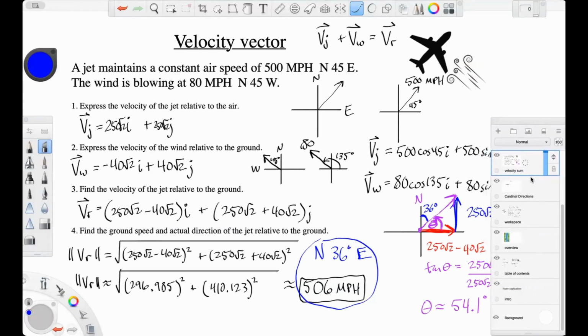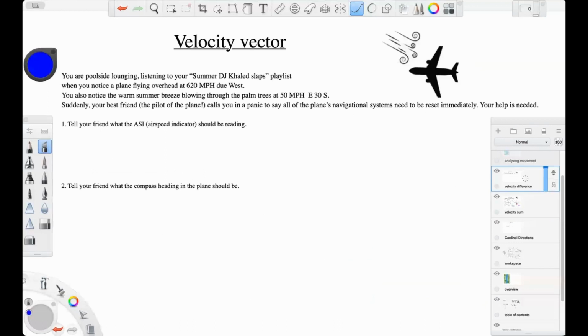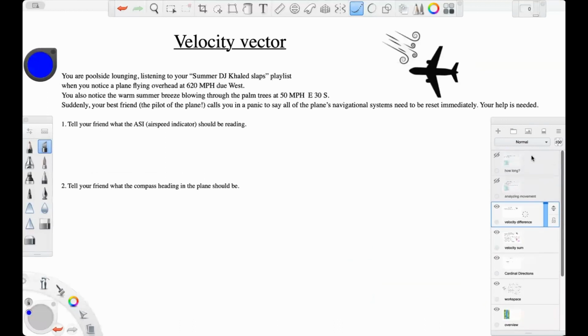Let's see what's next. So next, okay, this one is a similar setup, but a different approach. Again, we want to be aware of the information that we're given and the overall concept. So this says you are poolside lounging, listening to your summer DJ Khaled Slaps playlist, when you notice a plane flying overhead at 620 miles per hour due west. We'll talk about frames of reference in just a second.